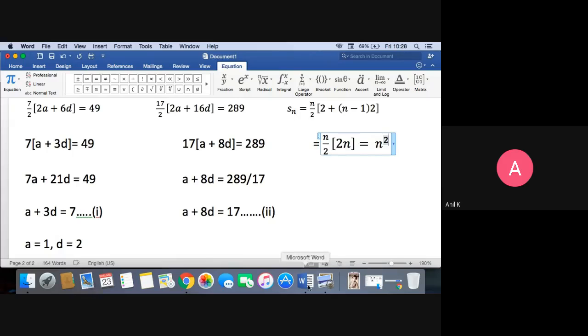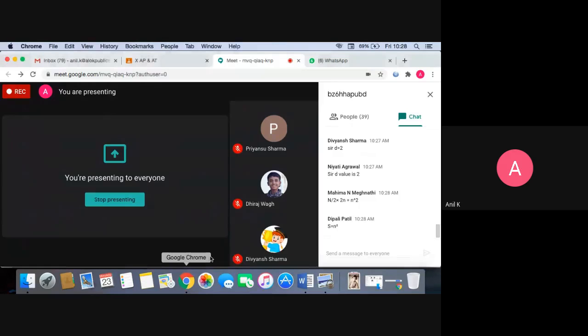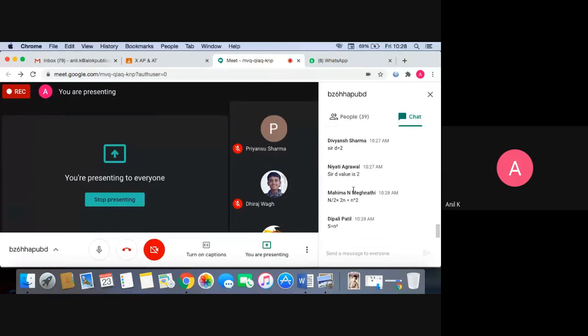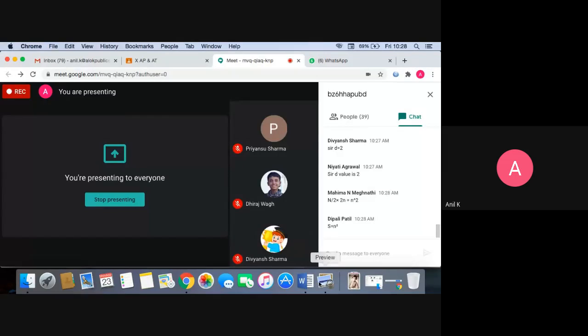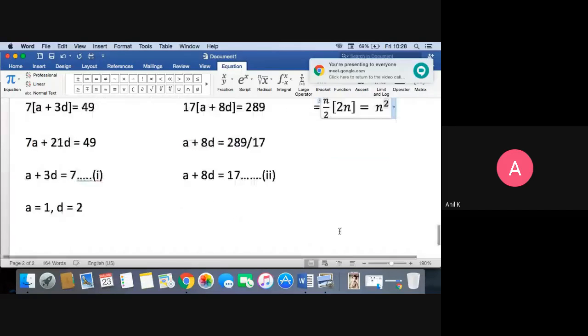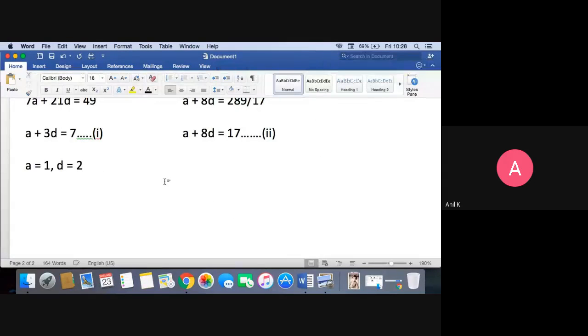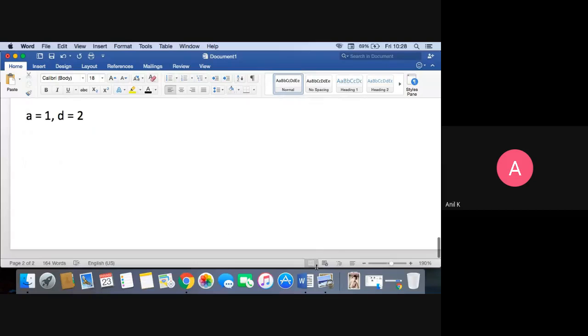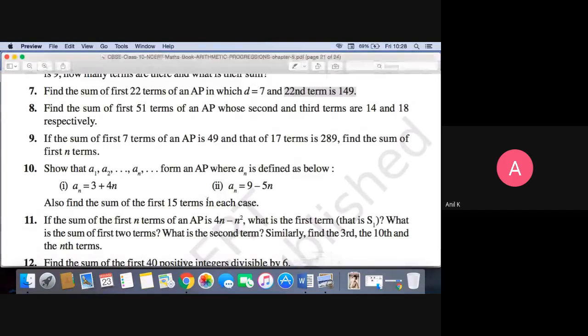Done? Is it understood or does anyone have doubt? Okay, you are giving the answers. If I type anything wrong, one of you can turn on your speaker and let me know. Because these screens are very small, so I could not see all the things. Okay.